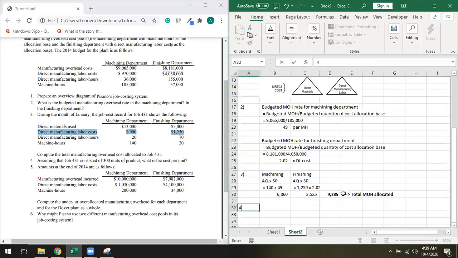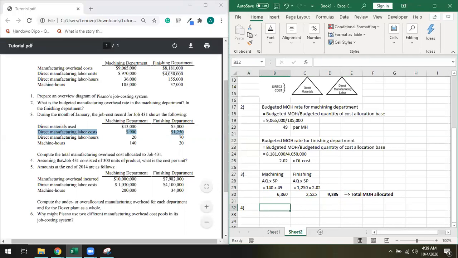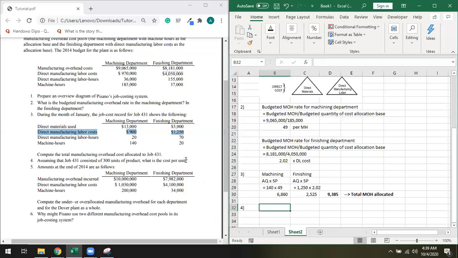Okay, number 4. Assuming that job 431 consists of 300 units of product, what is the cost per unit? In order to calculate the cost per unit of job 431, we first have to calculate the total cost for job 431.